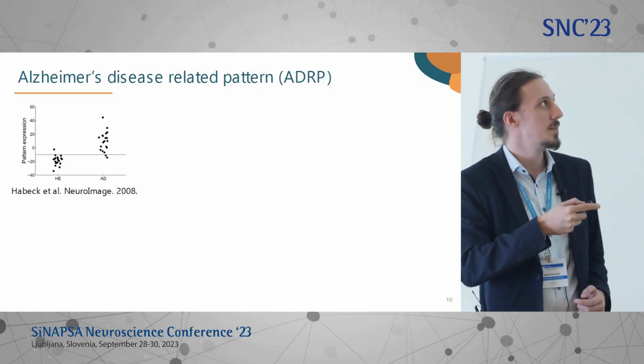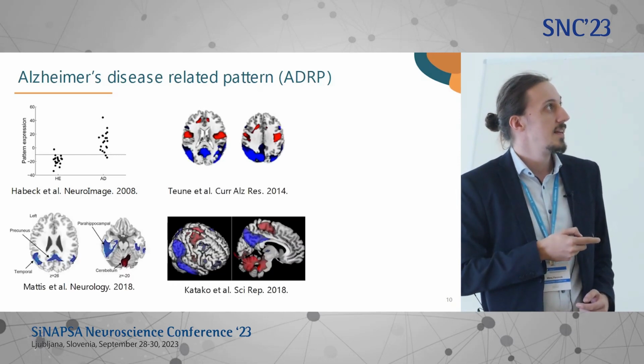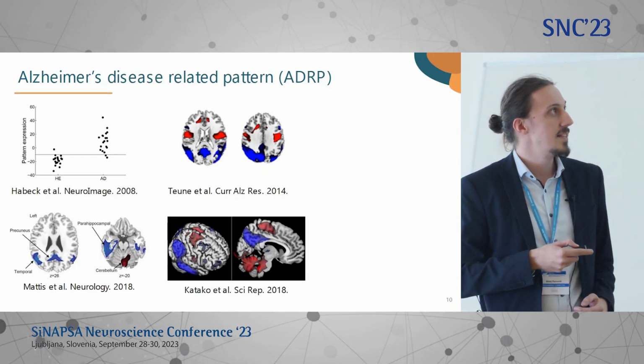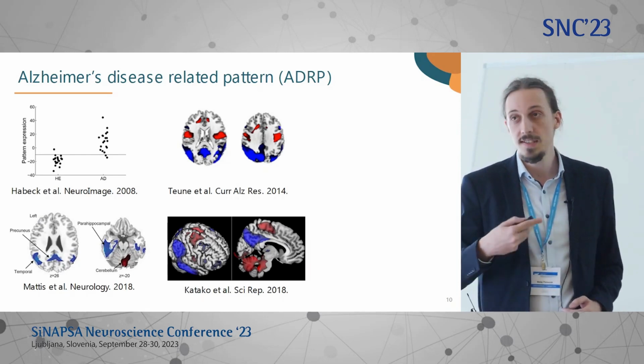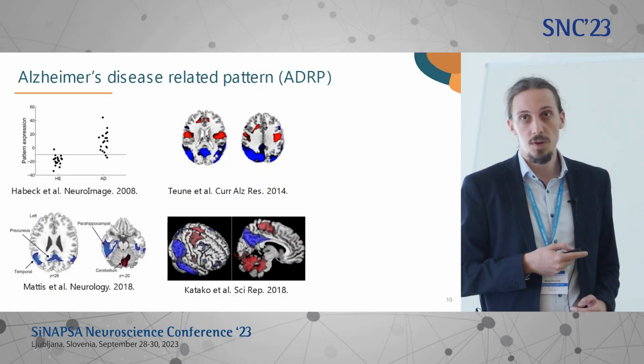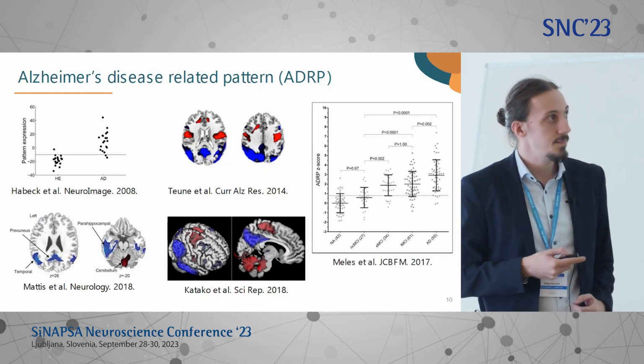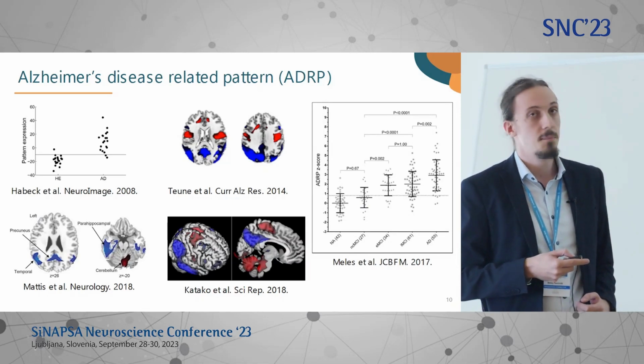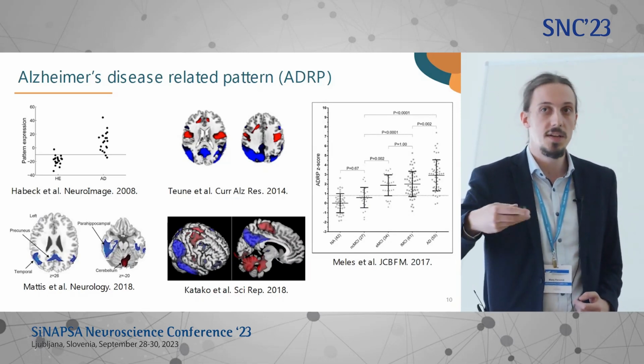In subsequent years, the pattern was identified using FDG PET, first to show that it can distinguish between patients with dementia and healthy controls. Then various groups across Europe and the United States found similar topographic patterns, and it was shown that the pattern is also expressed in patients with mild cognitive impairment, the pre-dementia stage.